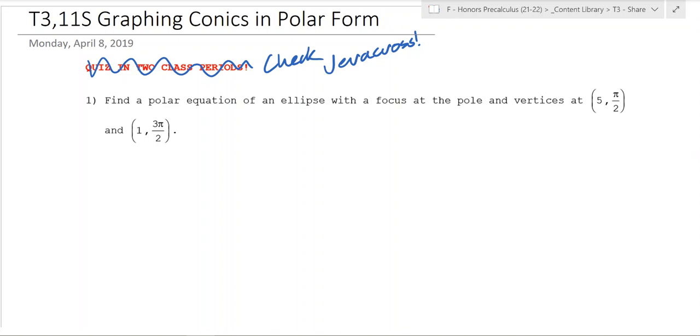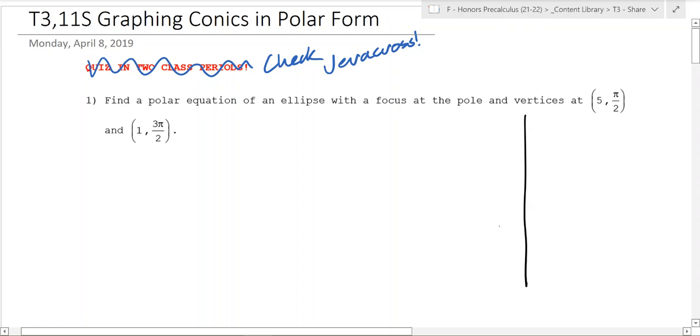We're going to be graphing conics in polar form. The key here is to take what they give you and draw out as much as you can of what's been given to you first to help you figure this out, because really it's just filling in the blanks on 4 different possible equations.